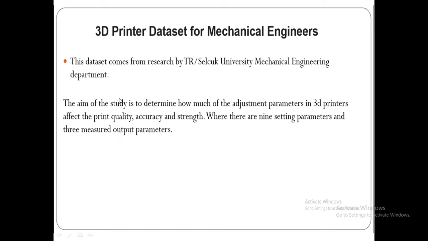And the data set that we are going to use in this practical comes from a research by TR at Selkirk University Mechanical Engineering Department. The aim of this study is to determine how much the adjustment parameters in 3D printers affect the print quality, accuracy, and strength. There are 9 setting parameters and 3 measured output parameters.